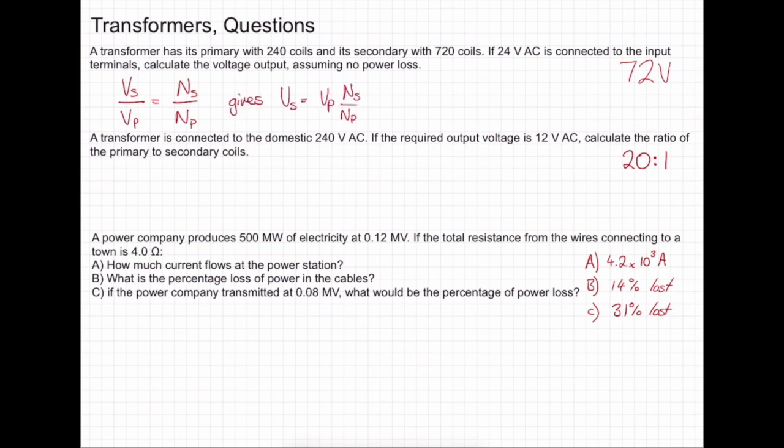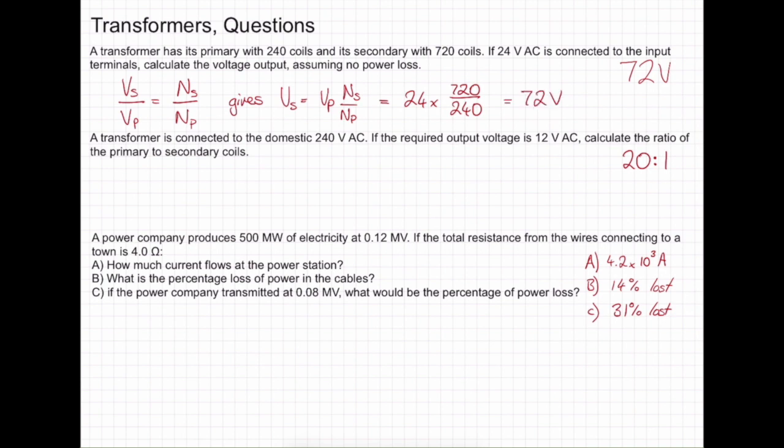Now we can just plug in our values for this. So the voltage in our primary is 24 volts. We have 720 coils in the secondary and 240 coils in the primary. This gives us 72 volts. On to the second question.